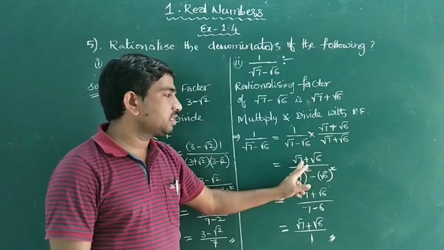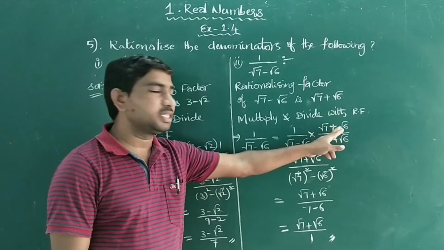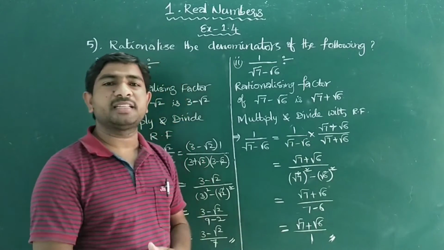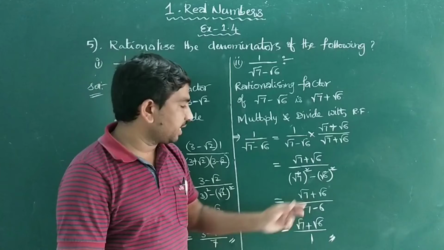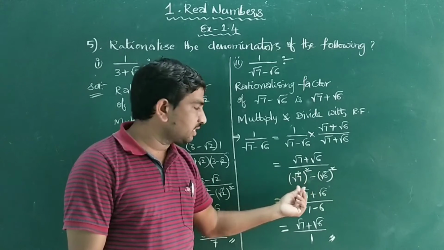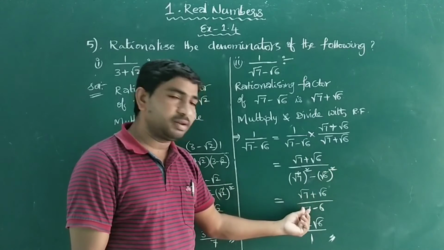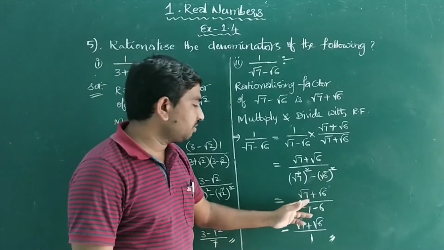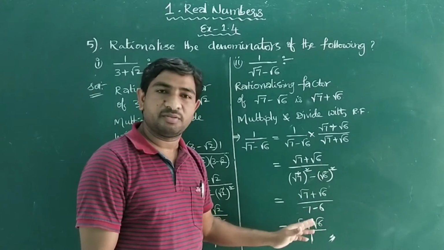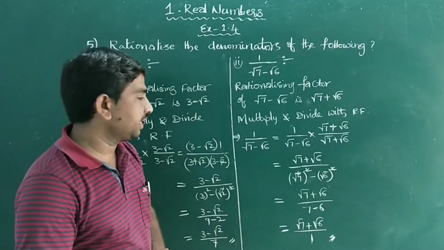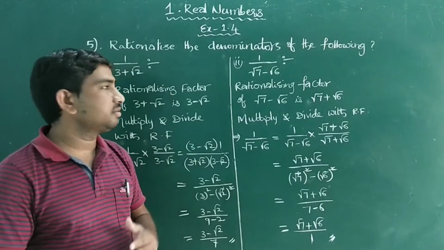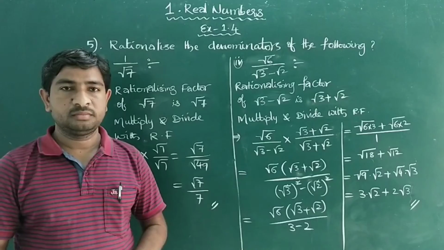So multiply root 7 plus root 6 into 1. The denominator is a minus b into a plus b, again the formula a square minus b square. Root 7 whole square, the square root cancels, and here also the square root cancels. Then what will be left? 7 minus 6. The value of 7 minus 6 is 1. So the final answer is root 7 plus root 6 by 1, which is root 7 plus root 6 only. These are the first and second problems. Now we will see the third problem and the fourth problem.